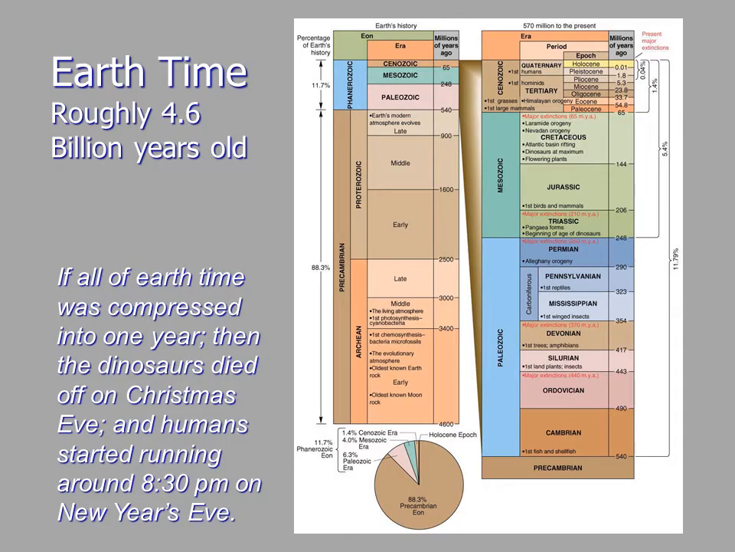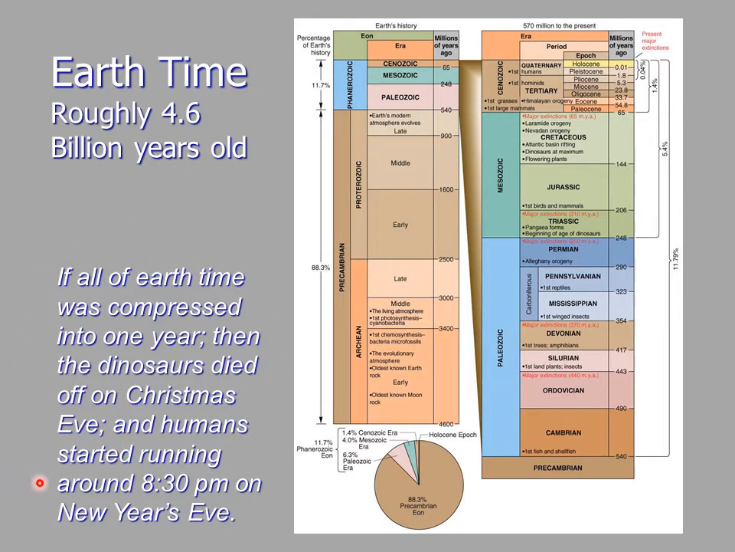All right, so let's take a look at Earth time. The planet's roughly 4.6 billion years old. It's a big number. It's hard to kind of put into your head. When you work with these numbers all the time, it doesn't really faze you. But that doesn't mean it's not incredible.